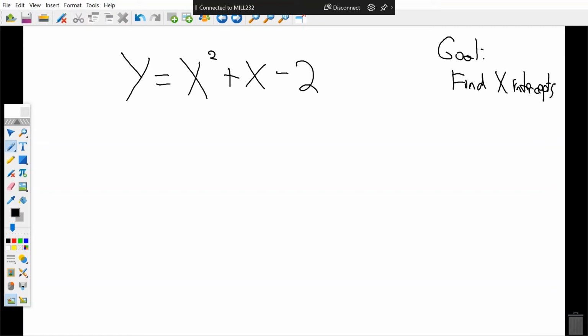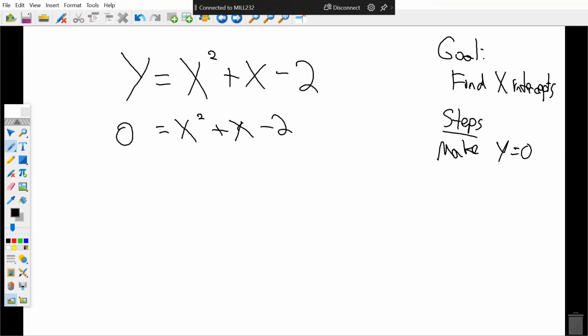To find the x-intercepts, make y equal to 0. So now I've got 0 equals x squared plus x minus 2. That's step 1. Step 2 is to factor, if possible. Okay? And the majority of the questions I'll give you, you can factor. Nearly all of them.